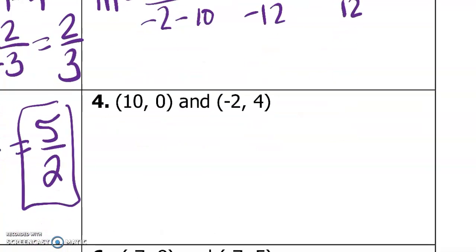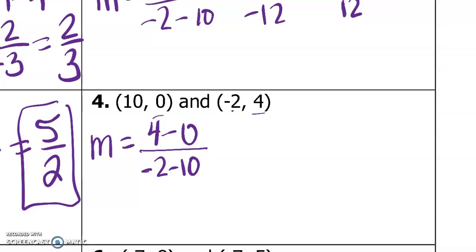Please put your negative either up in the top or in front of your fraction bar. Number 4, m equals, I'm going to go back and do 4 minus 0. So I want to show you it doesn't matter. You just put the y's in whichever value you want, whichever order. So I did 4 minus 0. So that means I need to go back and do negative 2 minus 10. So 4 minus 0 is 4 over negative 12. That simplifies to negative 1/3.